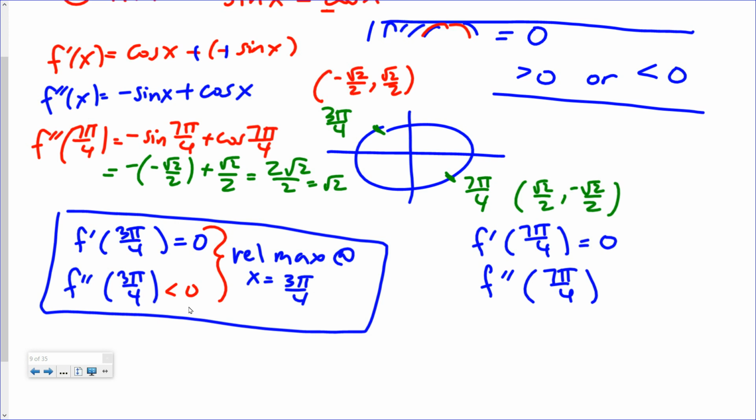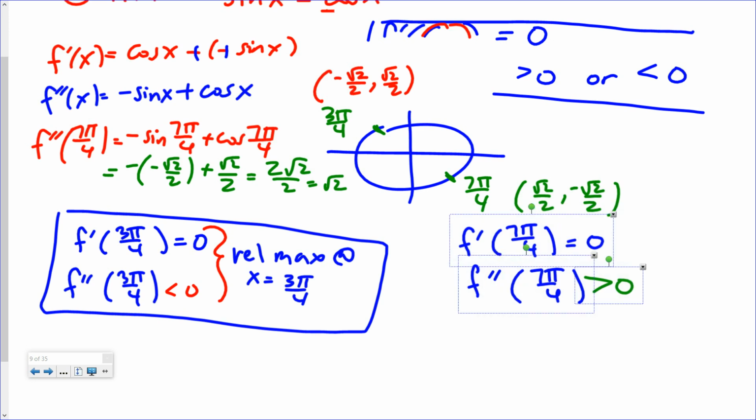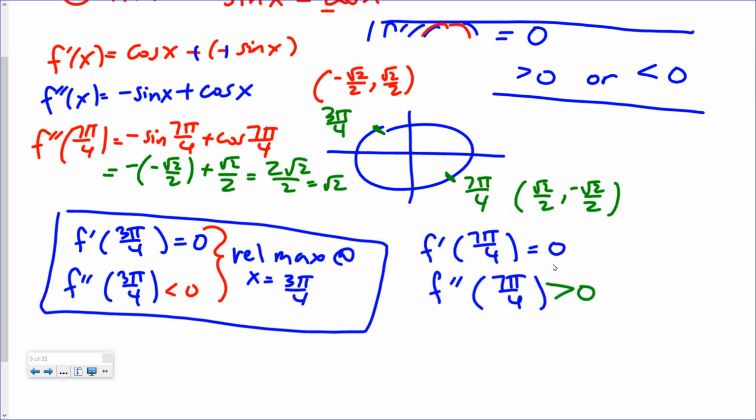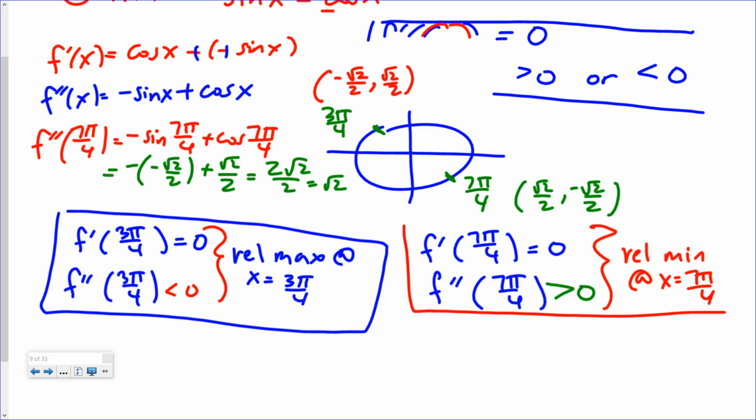So I really just need to know positive or negative. Is the second derivative positive or negative? It's positive. So over here, I'm going to say greater than 0. Here's my justification: F prime at that point is 0. F double prime at that point is greater than 0. So therefore, is there a relative max or a min here? Concave up. Relative max or a min? Min. Remember guys, it's opposite of what you think. So relative min at x equals 7 pi over 4, and I'll box it in. That is my justification as well as my answer.